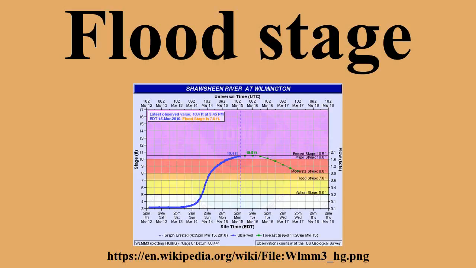Gauge height is the level of the water surface above an established zero datum at a given location. The zero level can be arbitrary, but it is usually close to the bottom of the stream or river or at the average level of standing bodies of water.